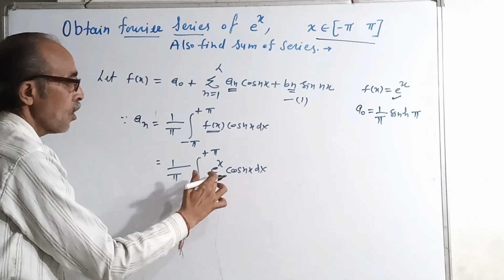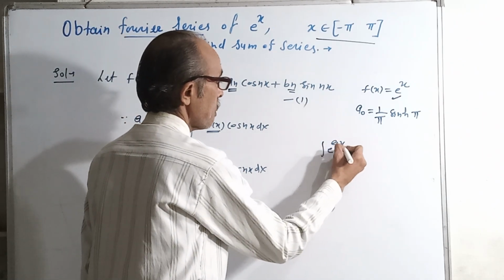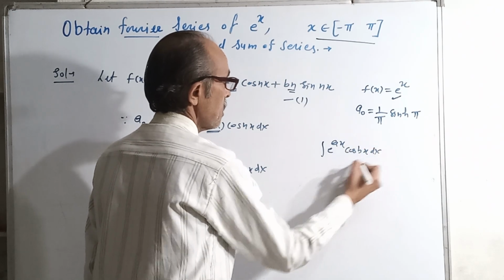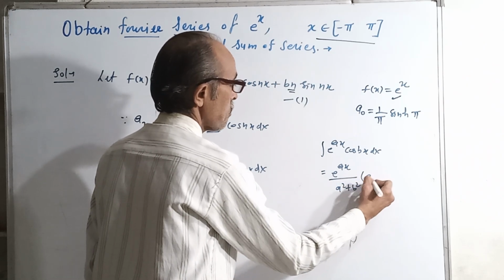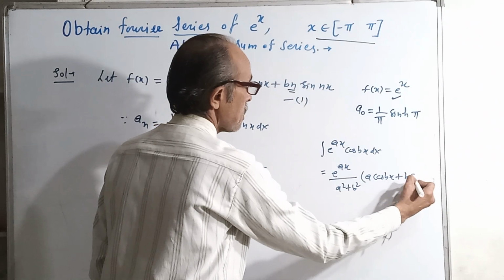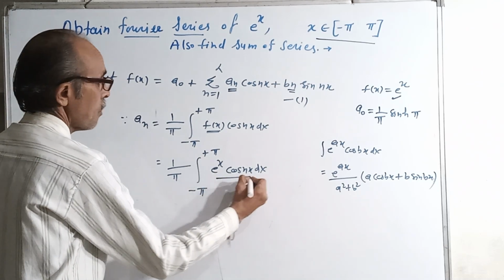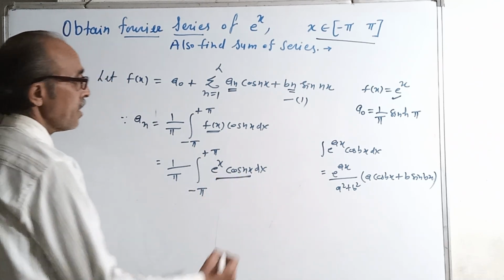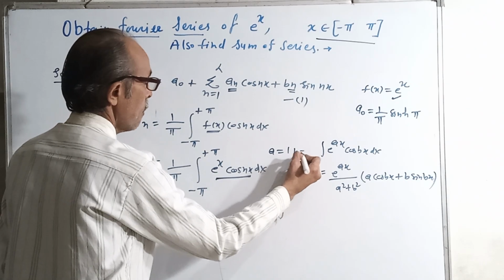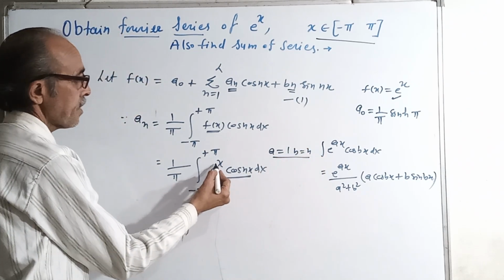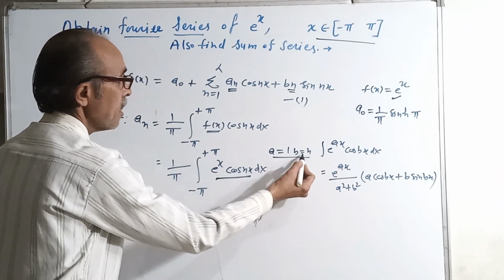dx, and the integral of e raised to x cos(nx), that means integral of e raised to ax cos(bx) dx is equal to e raised to ax divided by a square plus b square, a cos(bx) plus b sin(bx). Now we write the integral value of e raised to x cos(nx), and here a is equal to 1 and b is equal to n.